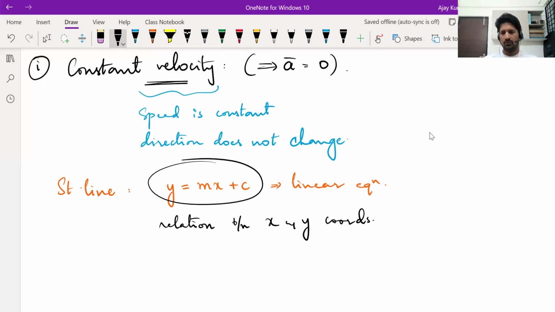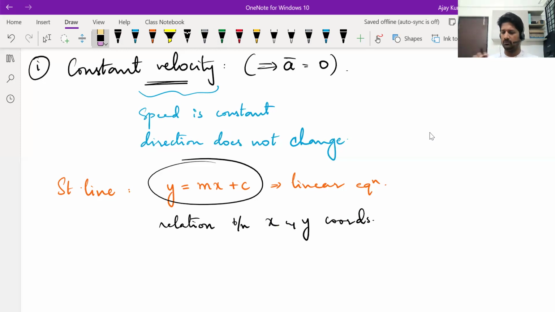Fine. So what can you find out using this equation? Suppose this equation is known to you. Then for each x coordinate, you can tell what the y coordinate is. Means you can tell where the particle will be. So an equation like this is what we are going to derive. This is what we mean by equation of path followed. We need a relation between the x coordinate and the y coordinate.